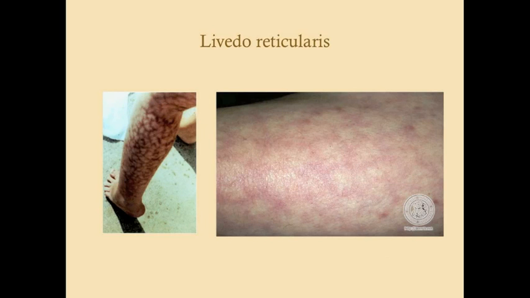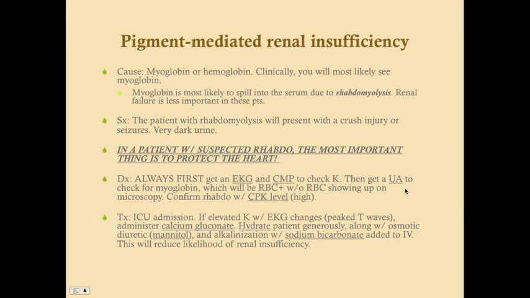So pigment-mediated renal insufficiency, more so we're going to think of this as rhabdomyolysis. Pigment-mediated renal insufficiency can be caused by myoglobin or hemoglobin. Usually it's going to be myoglobin in the presence of rhabdomyolysis. The only time it's going to be hemoglobin is when you administer blood to a patient, a blood transfusion, and it's the wrong ABO type. And that's going to cause a dispersal of hemoglobin, which is toxic to the kidney. But myoglobin is much more common, and it's myoglobin in the setting of rhabdomyolysis.